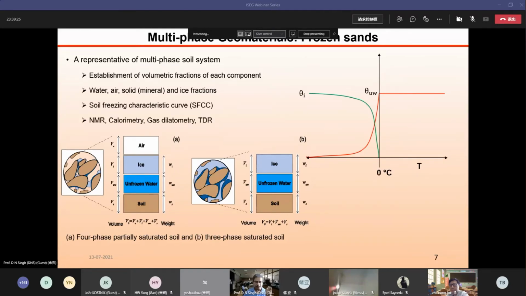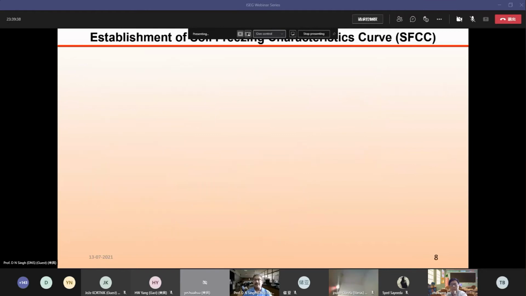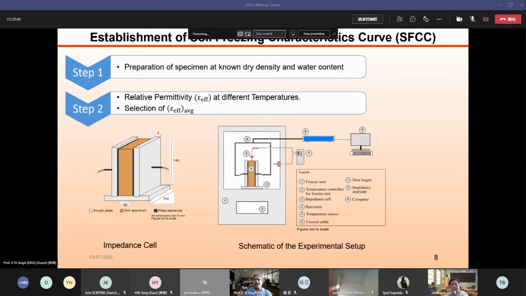I hope you can realize that this is going to be a very intricate thing if I really want to look into the structure of the grains by using NMR, calorimetry, or the gas dilatometer. This is where we also use the concept of soil freezing characteristic curve. And some of my students are working in this area.